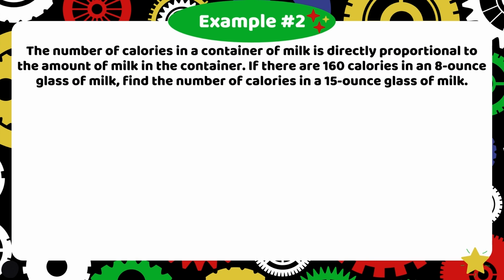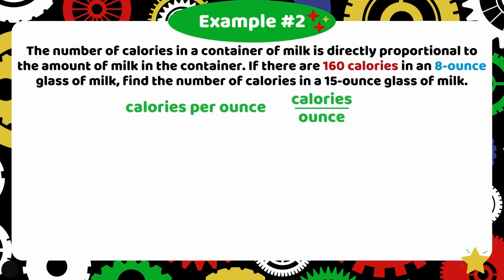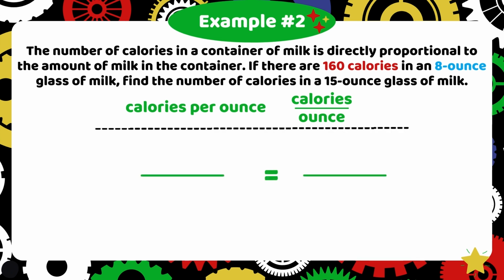Example number 2. The number of calories in a container of milk is directly proportional to the amount of milk in the container. If there are 160 calories in an 8-ounce glass of milk, find the number of calories in a 15-ounce glass of milk. The rate in this problem is set up as calories per ounce. So let's put calories on top and ounces on the bottom. The original rate says there are 160 calories, so we'll put that on top, in an 8-ounce glass of milk. So we'll put 8 ounces on the bottom.